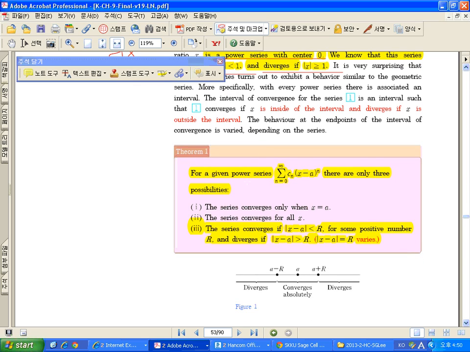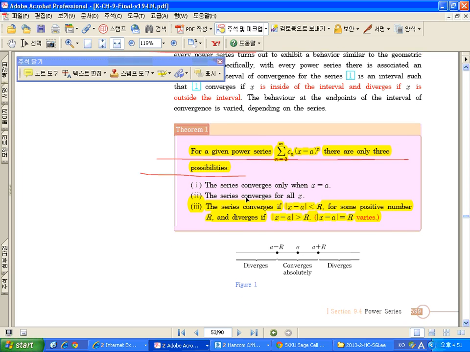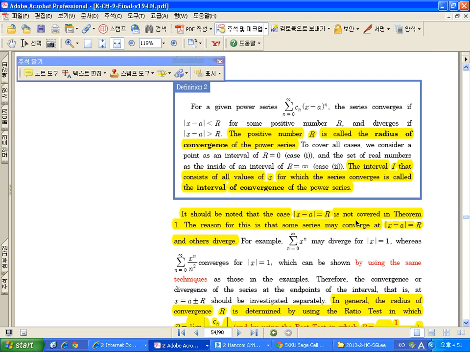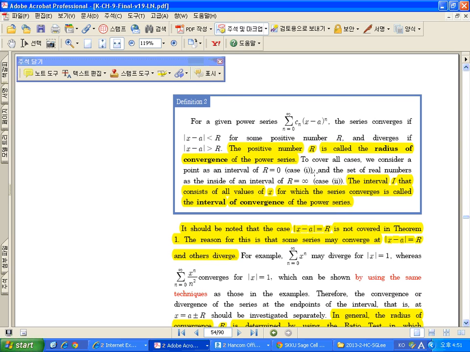Theorem 1. For a given power series of this form, there are only 3 possibilities. The series converges only when x is equal to a; the series converges for all x; or the series converges in a certain interval and diverges in the other intervals, which are separated by the radius R. Definition of the radius of convergence.